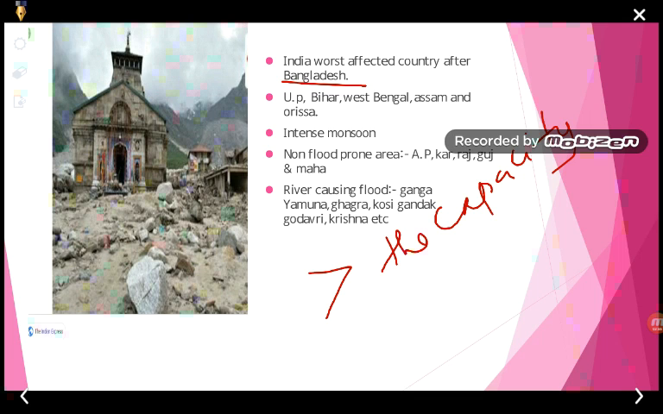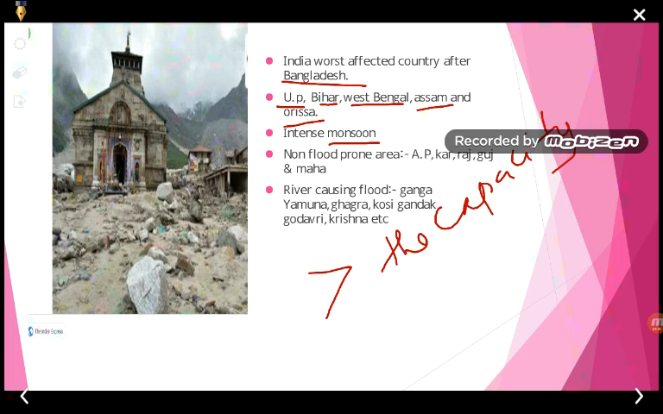Next, in India there are certain states which are highly prone to this flood, like UP, Bihar, West Bengal, Assam and Orissa. You can find that these are states which frequently face flood every 5 to 6 years. Flood is normal to India. Why? Because of the monsoon. Because of intense monsoon, certain states of India face the flood.